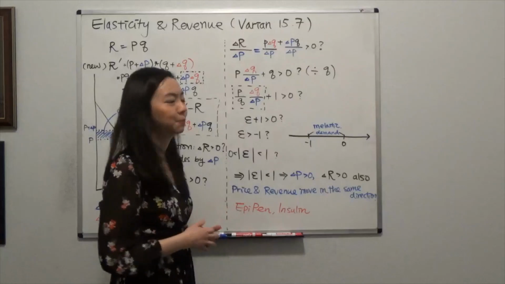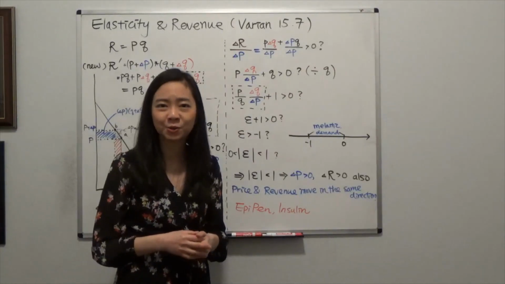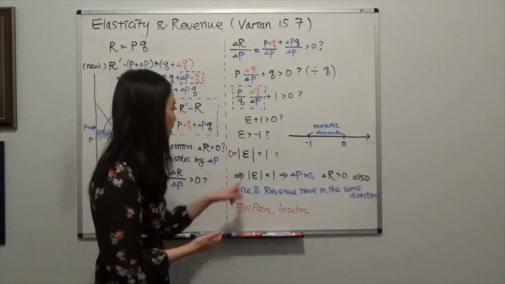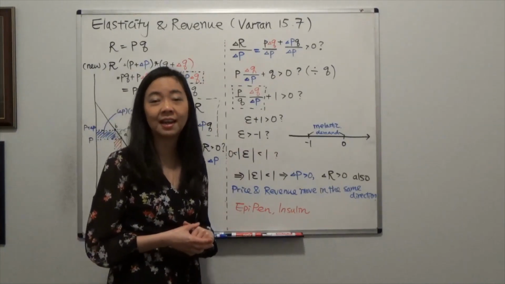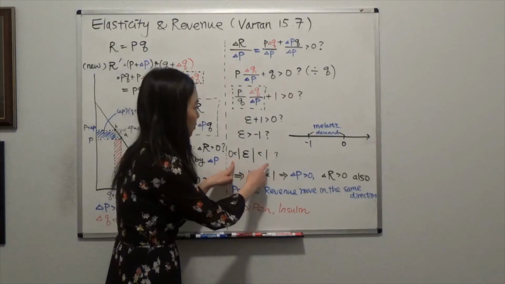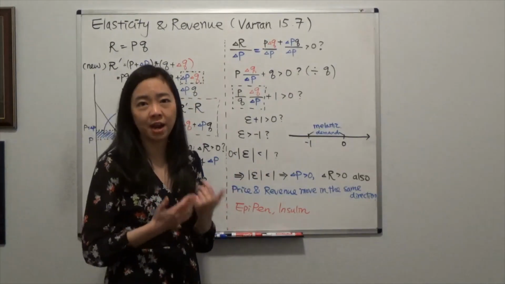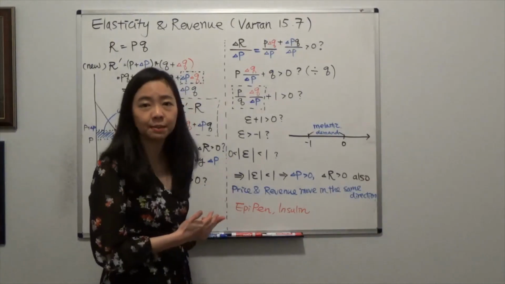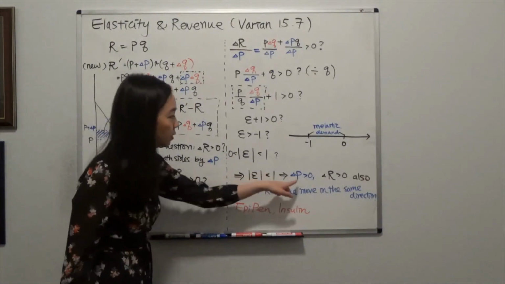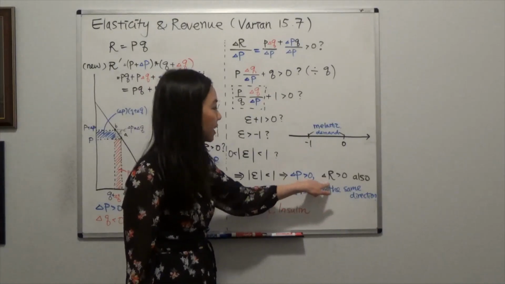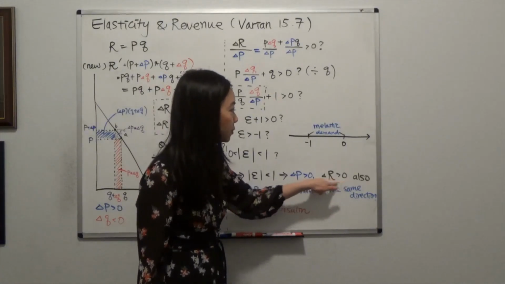Now this brings us back to our principles of microeconomics. When your demand is inelastic, that means the absolute value of your elasticity of demand is between 0 and 1. And that's when your price and your revenue go in the same direction. So here, when your price goes up, your delta P is greater than 0. That means your delta R is also greater than 0.